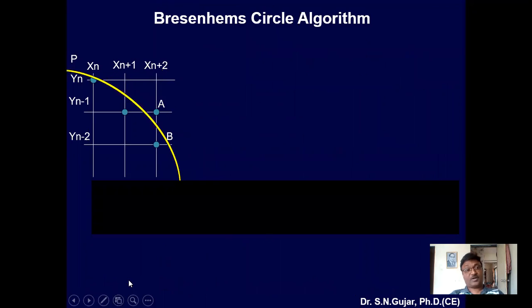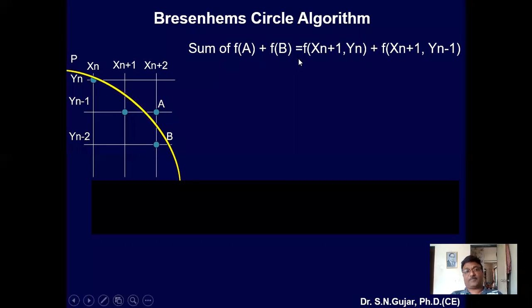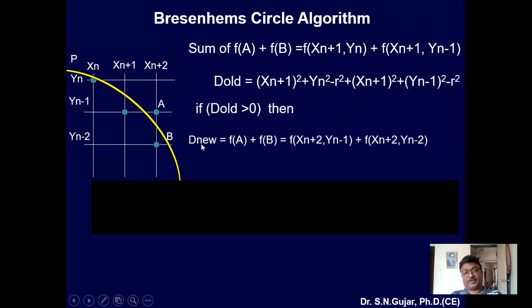Now proceed for the next one. If not less than 0, it is greater than 0. That time which point you have to consider? Xn plus 1, yn minus 1. This is my passing point. But my next upcoming points are xn plus 2, yn minus 1 and xn plus 2, yn minus 2. Now this is the sum of a plus b. This is my d old value that you have already taken. Now if that is greater than 0, then what is my d new? This is d new from this point. So those points a and b are put over here.